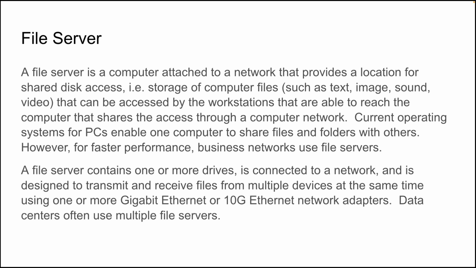Current operating systems for PCs enable one computer to share files and folders with others. However, for faster performance, business networks use file servers. A file server contains one or more drives, is connected to a network, and is designed to transmit and receive files from multiple devices at the same time using 1 or more gigabyte Ethernet or 10 gigabyte Ethernet network adapters. Data centers often use multiple file servers.